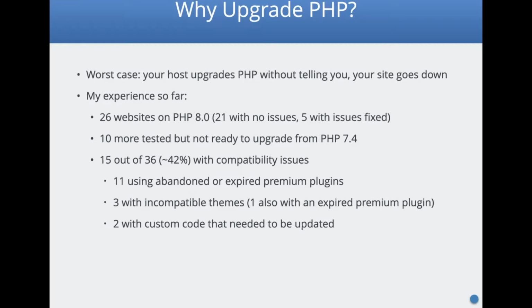So anyway, of those, 11 of them were with abandoned plugins or expired premium licenses, where the client didn't upgrade, or possibly the premium plugin could have been abandoned and there just isn't actually an update available. Then there were 3 with incompatible themes, themes that have not been upgraded. One of those 3 also had an expired premium plugin, so that's why these 3 bullet points add up to 16 instead of 15.